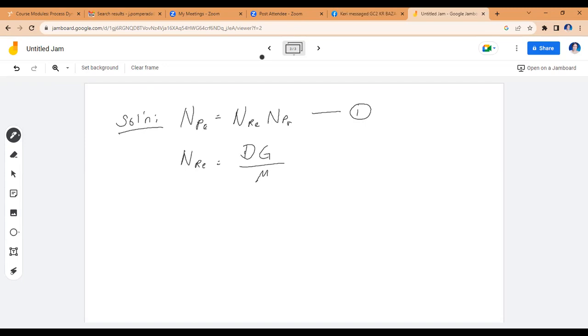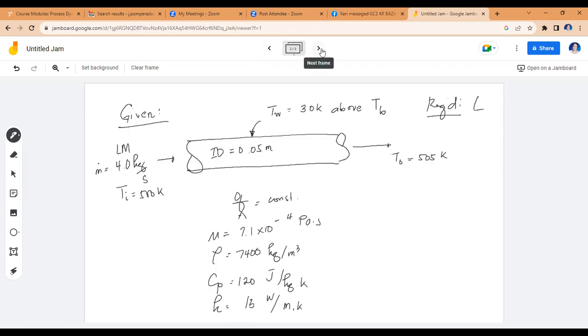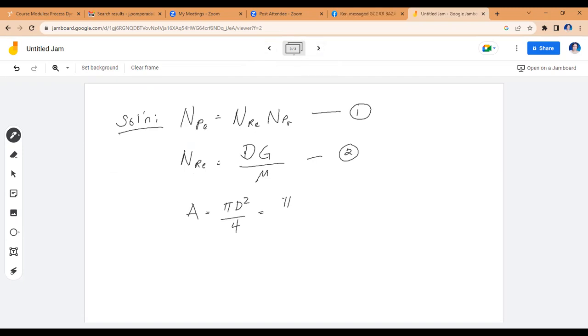Now in this case, we need to determine the cross-sectional area of the pipe. So we'll have this first as 2. The cross-sectional area of the pipe would be pi D squared divided by 4. And if we use the inside diameter that we have here, you will have pi times 0.05 squared divided by 4. Now, this should give you an area of 1.963 times 10 raised to negative 3 square meter.